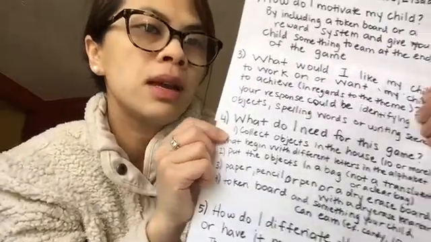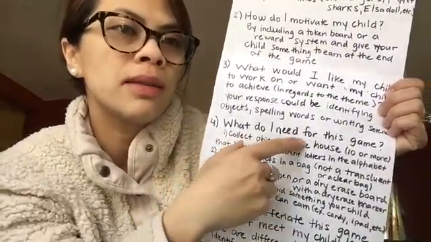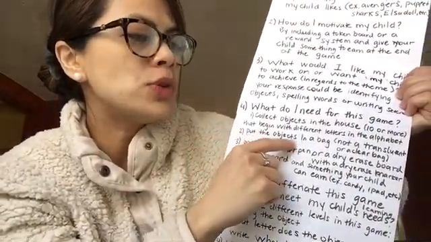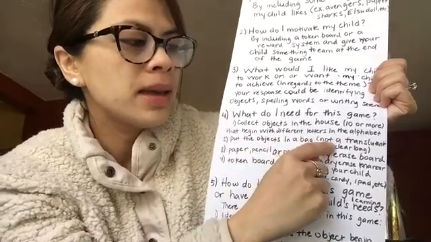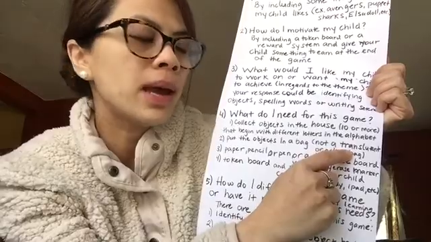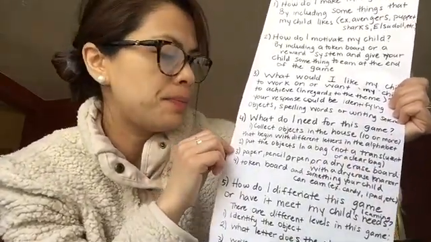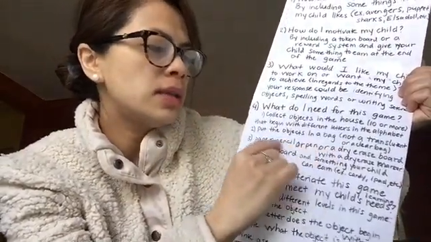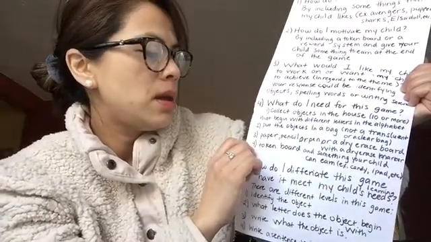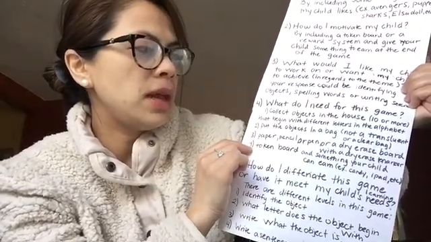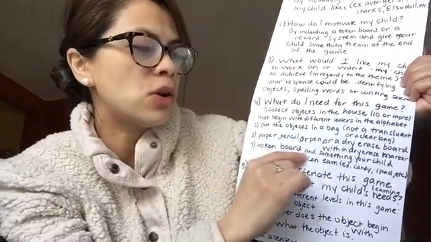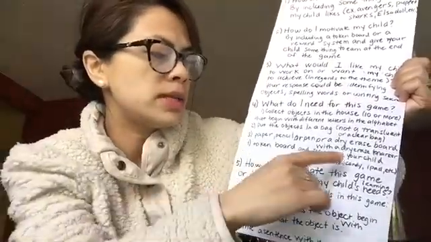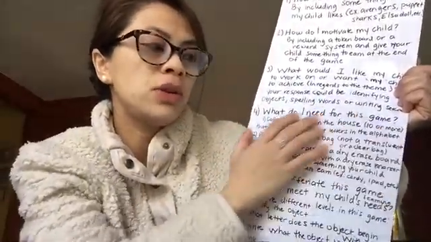So the first thing is collect some objects in the house. You can have 10 or more objects. The second thing is put the objects in a bag that is not translucent or a clear bag, so the child cannot see through the bag. The third thing that you need is paper, a pencil, or a crayon, something to write with and on. A fourth thing you will need during this game is a token board that I just showed you. This is the token board or a reward system. So those are some materials you will need for this game.